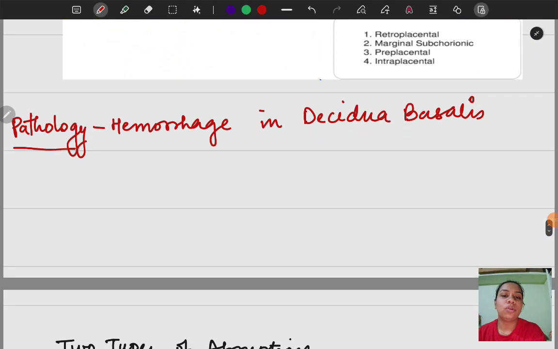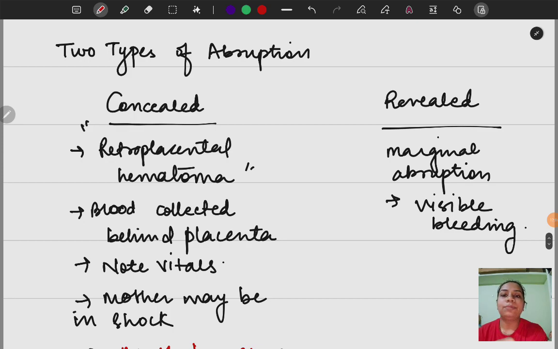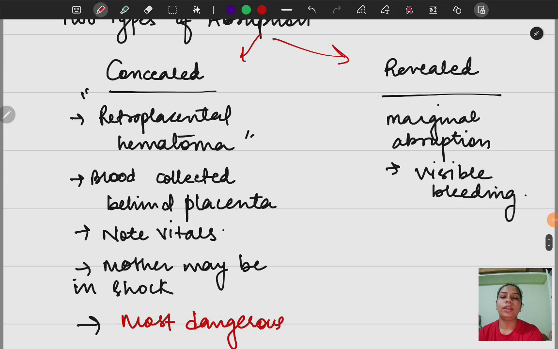So what is the pathology? Hemorrhage in the decidua basalis. Okay. Two types of abruption will be there, that is, one is concealed, second is revealed. So I told you already, retroplacental hematoma will be there, blood is collected behind the placenta.